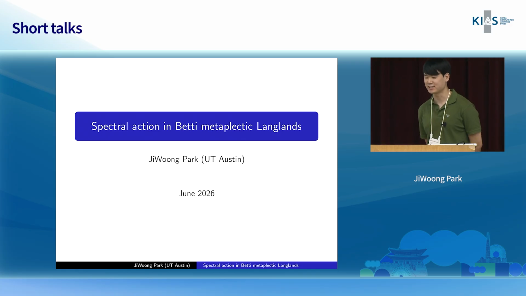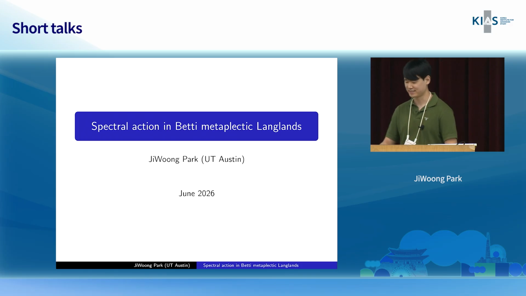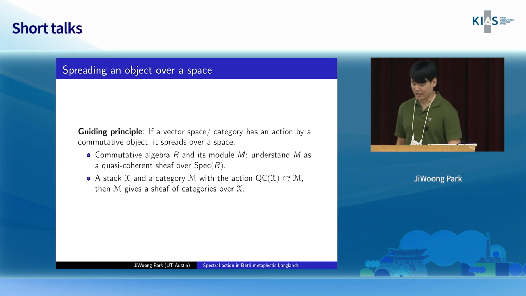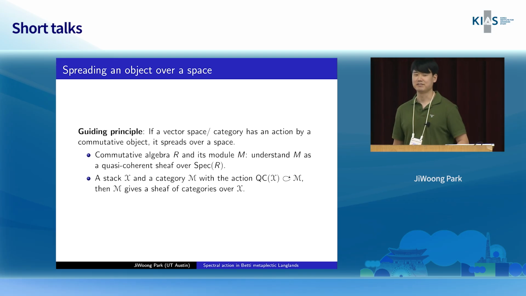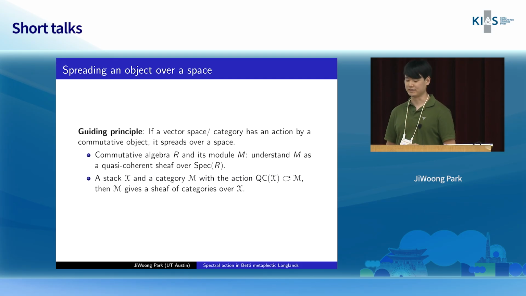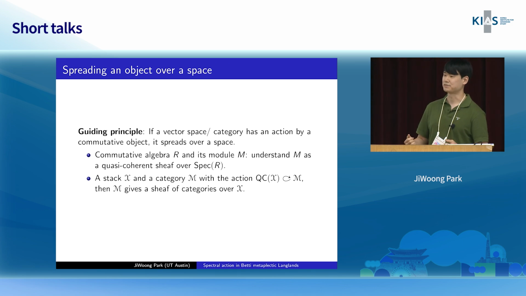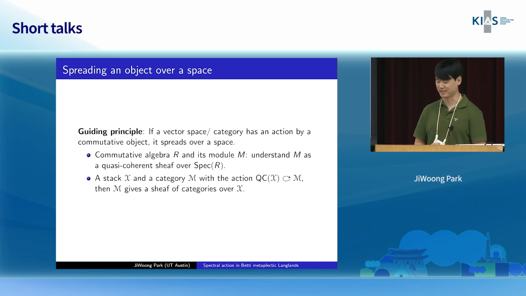And today I'm going to talk about the spectral action in very metaplectic Langlands. The guiding principle throughout this talk is that if you have a vector space or a category which has an action by something commutative, then we can spread it over a space. And from our experience, we know that this is an extremely powerful method of studying the vector space or category.